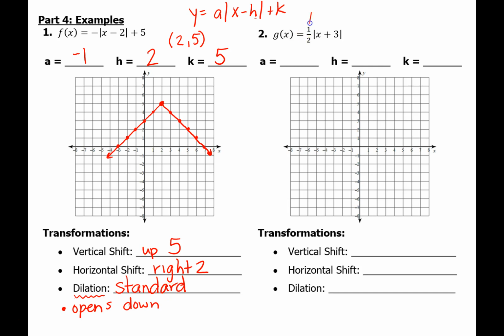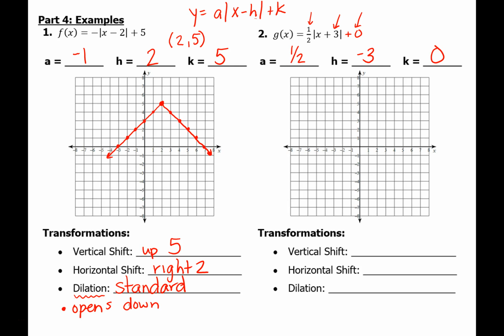All right, let's look at this next one. The a value is the number being multiplied out front, so that's 1/2. The h value is the number inside of the absolute value with the x. Remember, we're going to change the sign on the h. That's going to be -3. And there's no number being added on the outside. So that's like saying plus nothing, plus 0. So our k value is going to be 0 in this one.